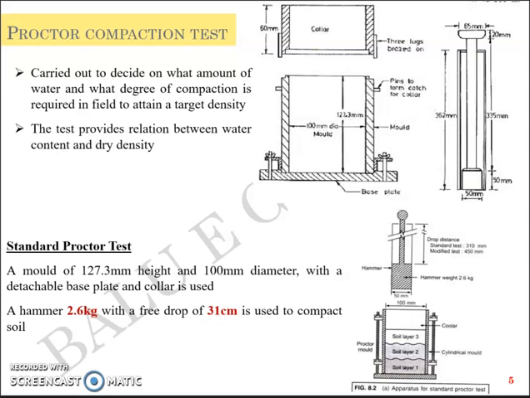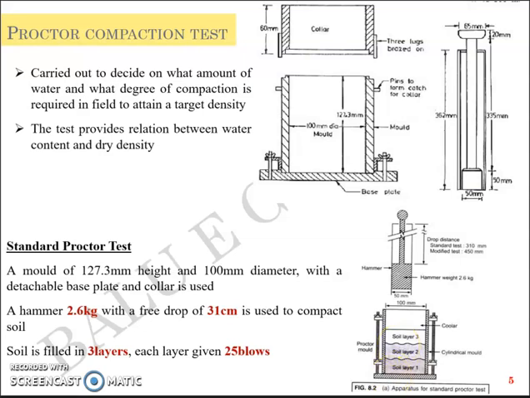which means you raise the hammer, as you can see in this figure, you drop it, so that drop height is fixed to be 31 centimeters, and the weight of the hammer is 2.6 kilograms, right? And the soil is usually filled in 3 layers, with each layer given 25 blows. So what you fundamentally do is you keep one layer of soil here, you apply the dynamic compaction using a hammer, you give 25 blows, and you add the second layer, you do the same procedure, you add the third layer, the same procedure, and you finish.